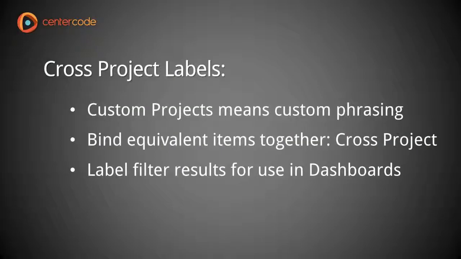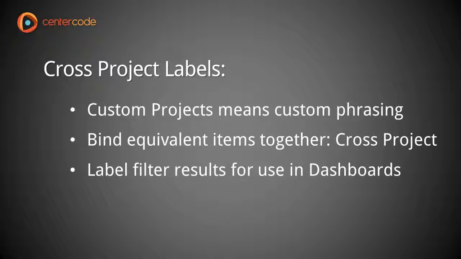So first thing we're going to talk about is cross-project labels. Cross-project labels provide a means of comparing dynamic but similar data. For example, custom projects mean that there's going to be custom phrasing within those projects. So for instance, one project might call them issues, another might call them bug reports. Combining those two features together for a cross-project view was the source of developing this functionality.